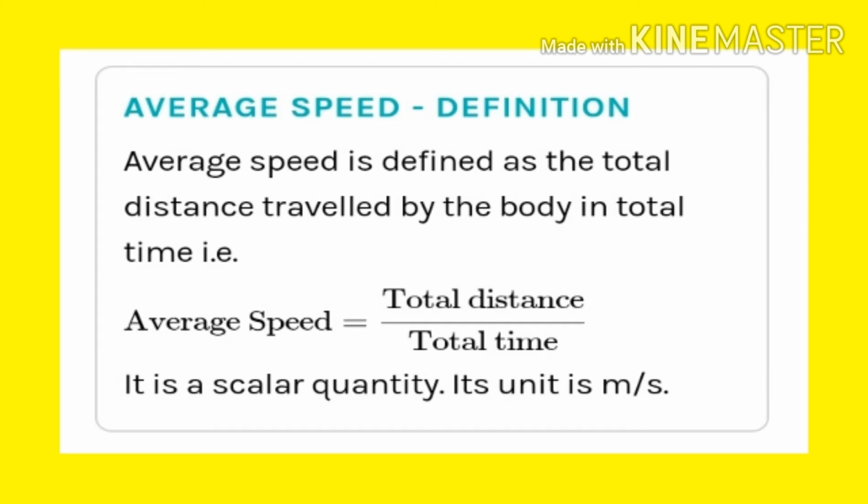So this is the simplest case, but what if there is an object that covers part of its journey with one speed and the other part with another speed? Now let us take an example of it.